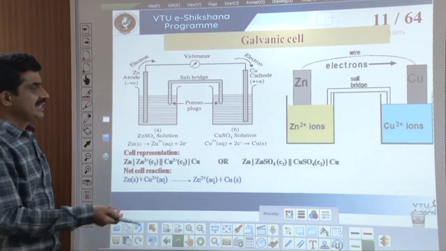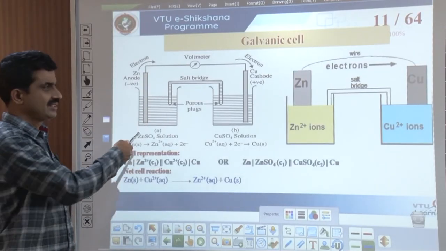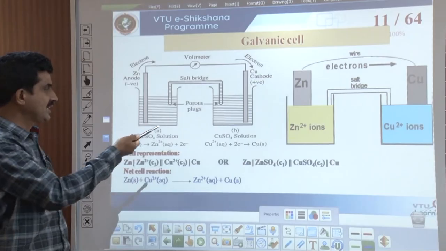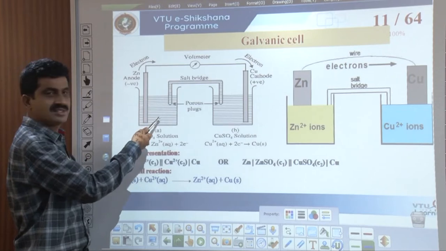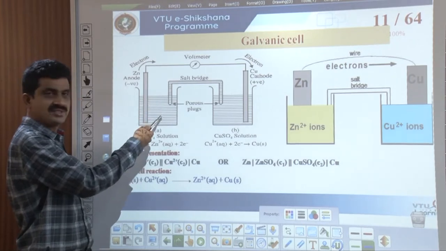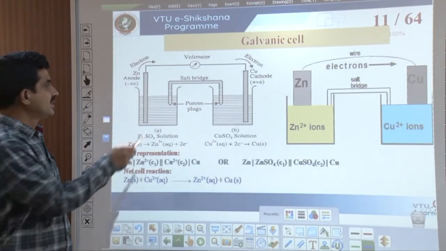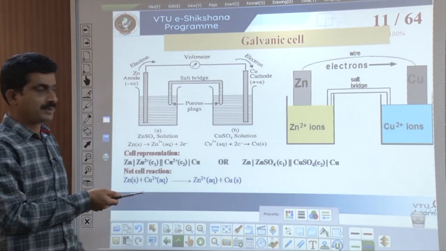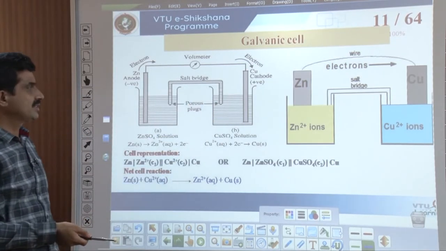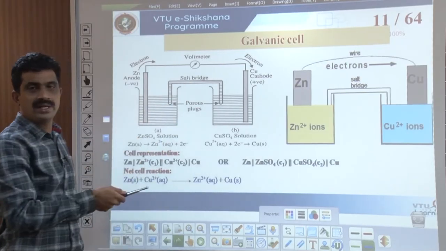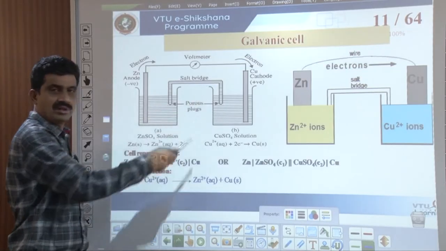So now we shall understand the principle of working of a galvanic cell. See, this is the simple representation of a Daniel cell. There are two containers. Here this container is filled with a solution of zinc sulfate, whereas this container is filled with a solution of copper sulfate. Zinc rod is dipped in the solution of zinc sulfate, and copper rod is dipped into the solution of copper sulfate. These two are connected to a voltmeter, and these two solutions are connected through a salt bridge.